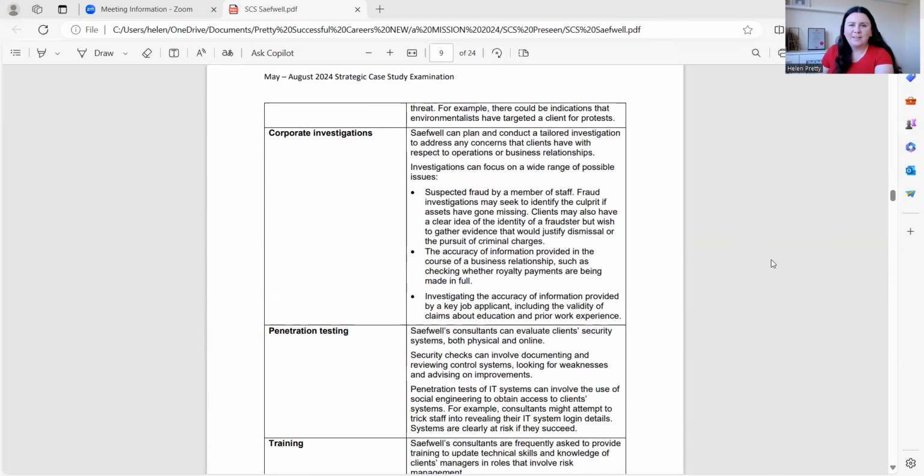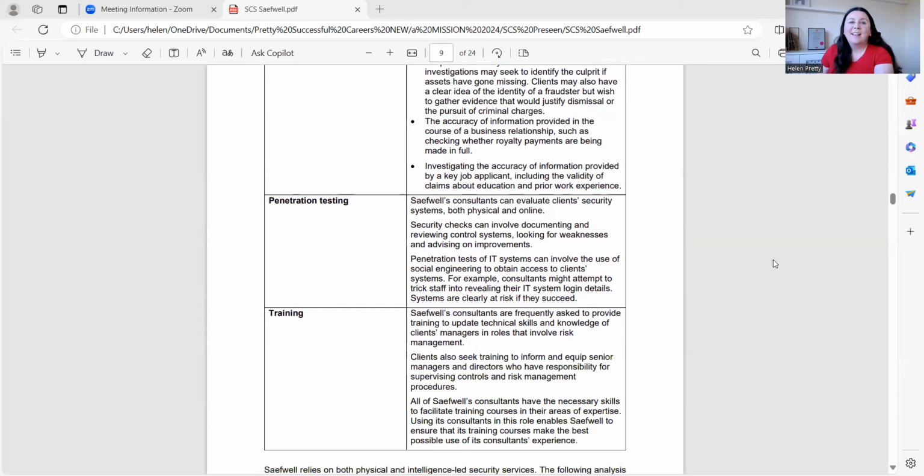intelligence-led service, penetration testing. Saefwell's consultants can evaluate clients' security systems, both physical and online. Security checks can involve documentation and reviewing control systems, looking for weaknesses and advising on improvements. Penetration tests of IT systems can involve the use of social engineering to obtain access to client systems. For example, consultants might attempt to trick staff into revealing their IT security system login details. Systems are clearly at risk if they succeed.